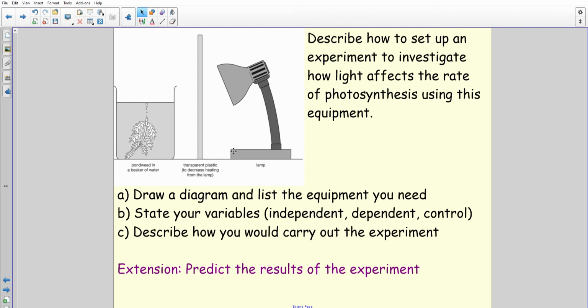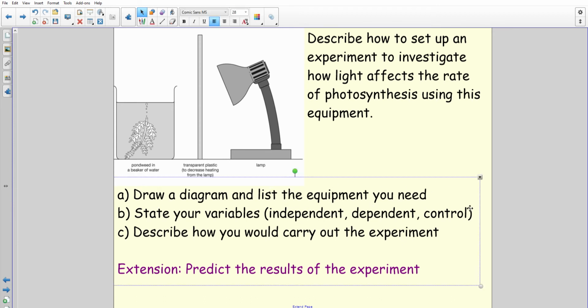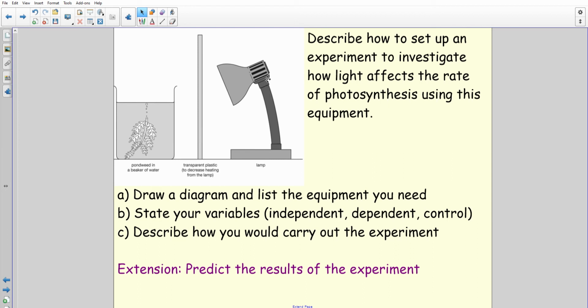So think about how you're going to measure the things that you're going to measure. I'm going to state your variables: independent, dependent, control. And again, remember, we want to say what is it? So light intensity is our independent variable, and we change that by moving the lamp further away.